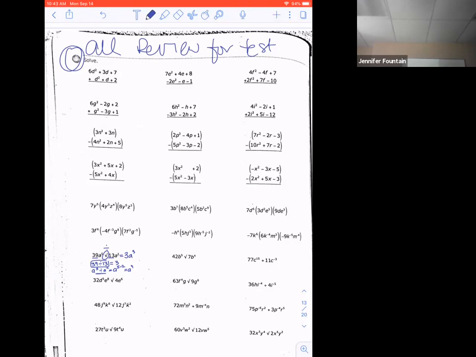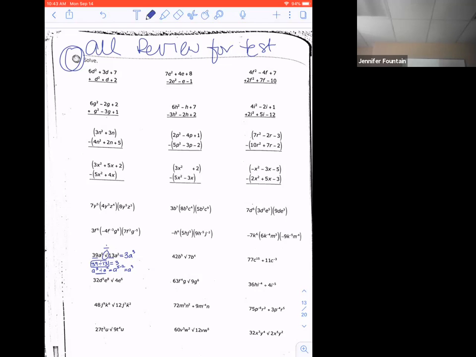And then the last one, 27t squared u divided by 9t to the 4th u. You should end up with 3t to the negative 2nd power, or you could have 1 over t squared. I'm sorry, 3 over t squared. So 3t to the negative 2nd power.